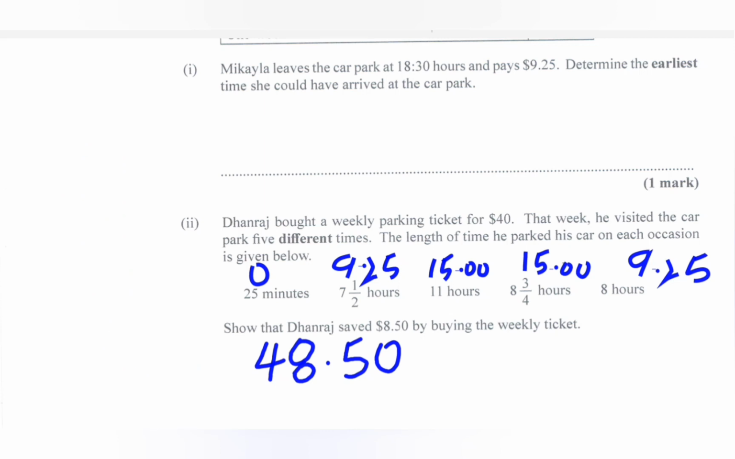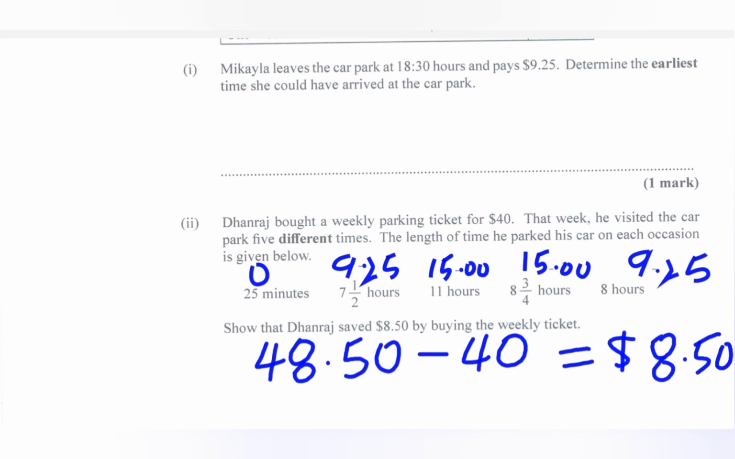So if he bought parking daily, he would pay $48.50. But because he bought the weekly parking ticket for $40, he would have saved some money. So let's subtract 40 from this amount here, which is $48.50, and we're going to get $8.50.